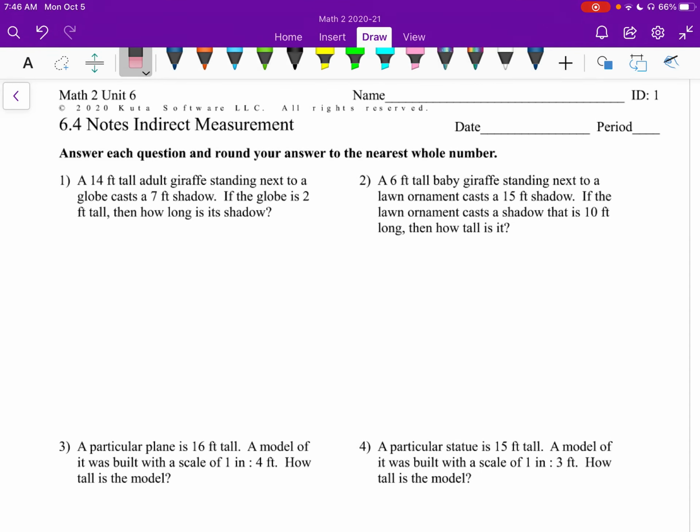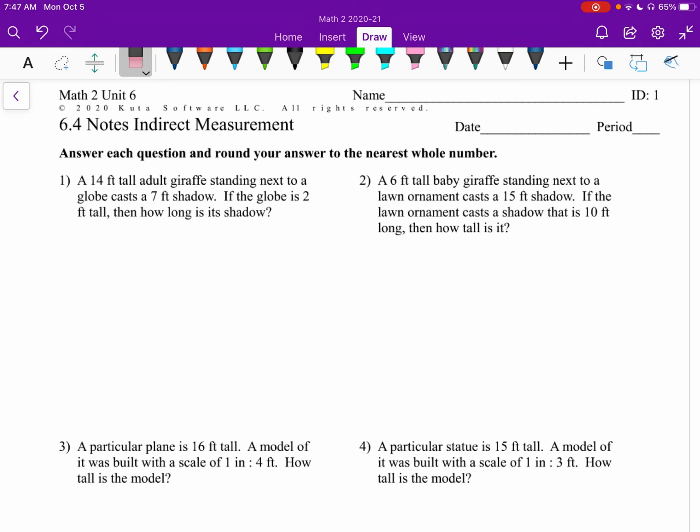All right, Math 2, Unit 6, indirect measurement. I like these problems because they're kind of goofy, but they show you how it could be used in real life if you wanted to. I know some people who have actually used this in real life to find how tall different trees are in their yard. So this is something that can actually be used, and it is correct.